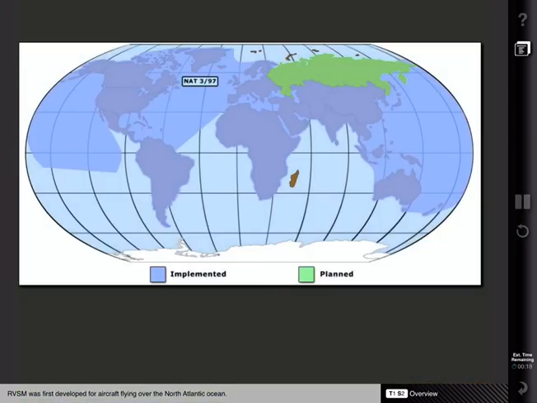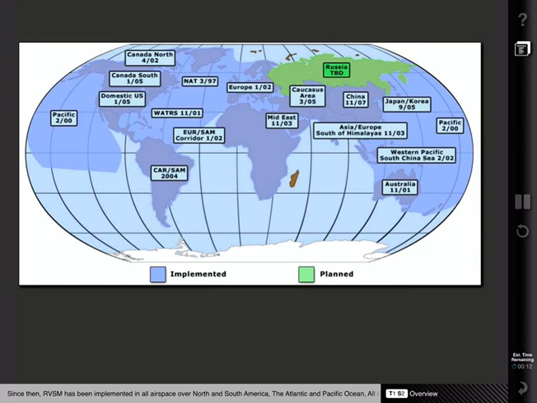RVSM was first developed for aircraft flying over the North Atlantic Ocean. Since then, RVSM has been implemented in all airspace over North and South America, the Atlantic and Pacific Ocean, all of Europe, North Africa, Australia, and Southeast Asia.